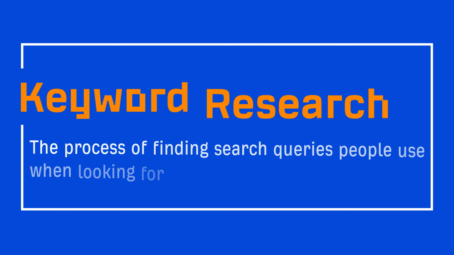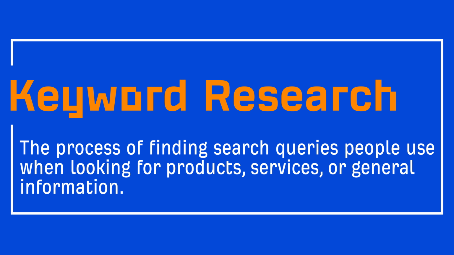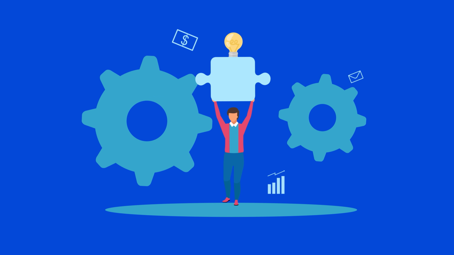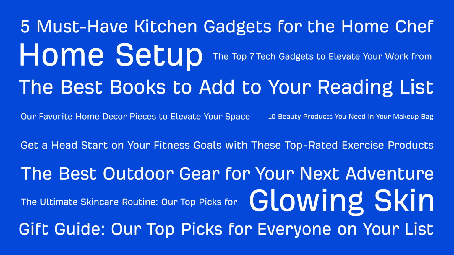So, simply put, keyword research is the process of finding search queries people use when looking for products, services, or general information. Now, because we won't be selling products or services directly to consumers with an affiliate site, we ideally want to find topics where it's easy to organically recommend products.